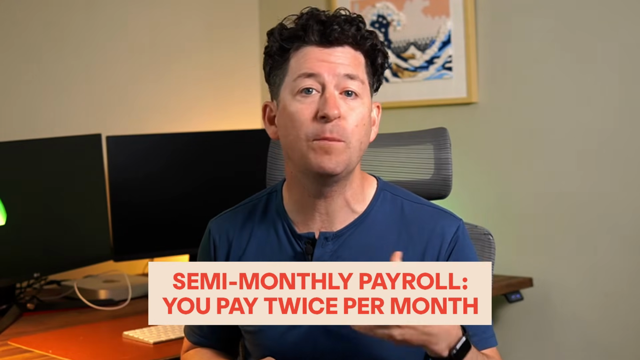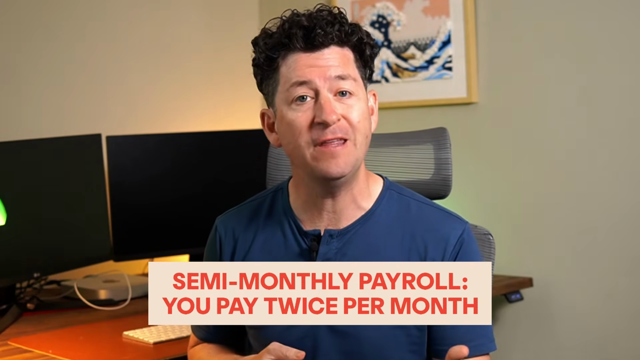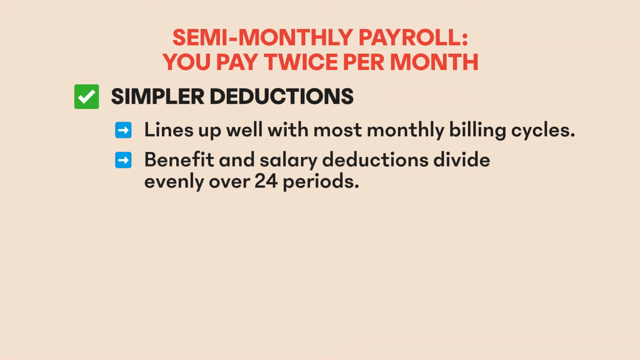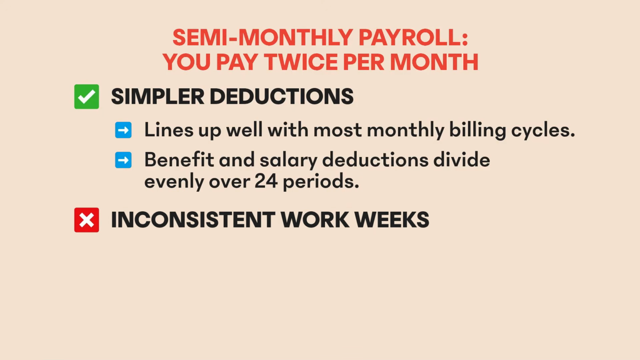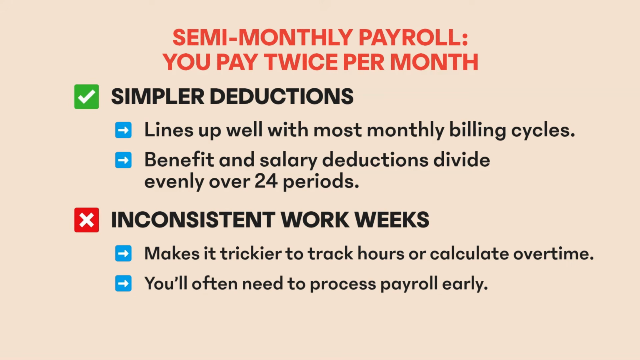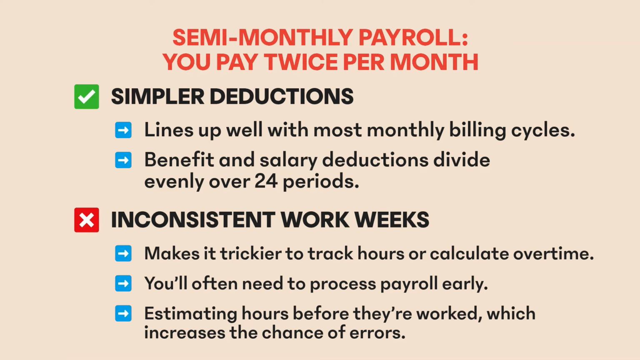Semi-monthly payroll means that you pay twice per month, usually on the 15th and the last day of the month. This lines up well with most monthly billing cycles. Benefits and salary deductions divide evenly over those 24 pay periods. The downside is that the work weeks aren't consistent. Pay periods might be 13 to 16 days, which makes it trickier to track hours or calculate overtime. Also, if payday falls on a weekend or a holiday, you'll often need to process payroll early, and that can mean estimating hours before they're worked, which increases the chance of errors.